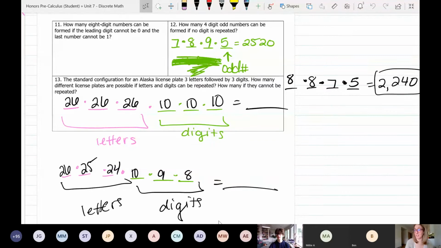So that's our fundamental counting principle. Kind of a fancy way of saying, grouping things.